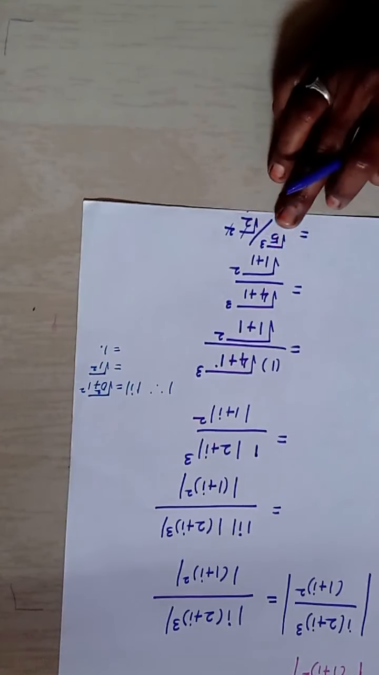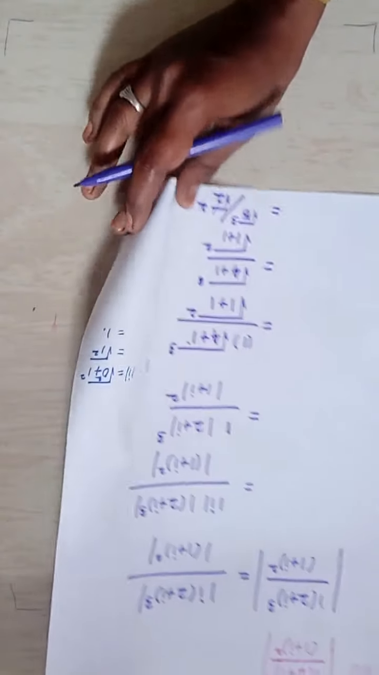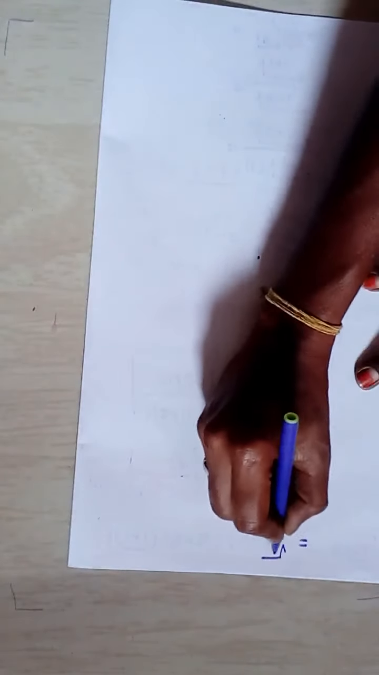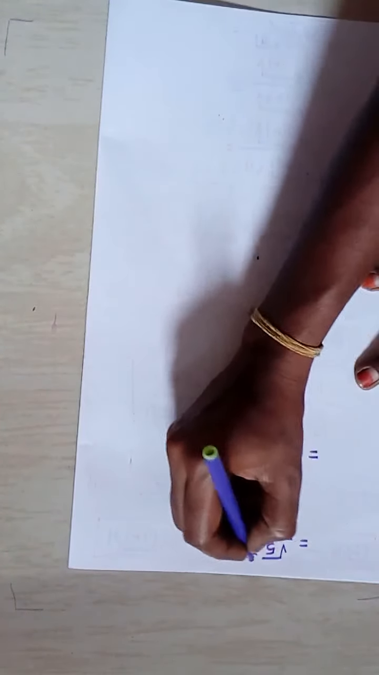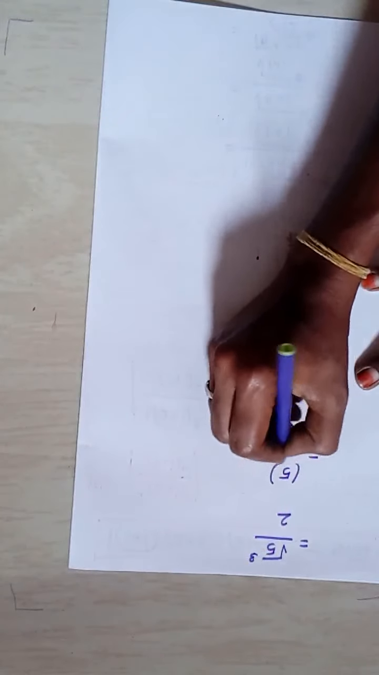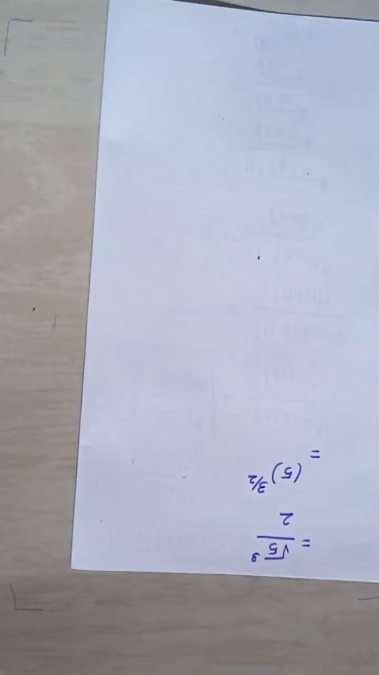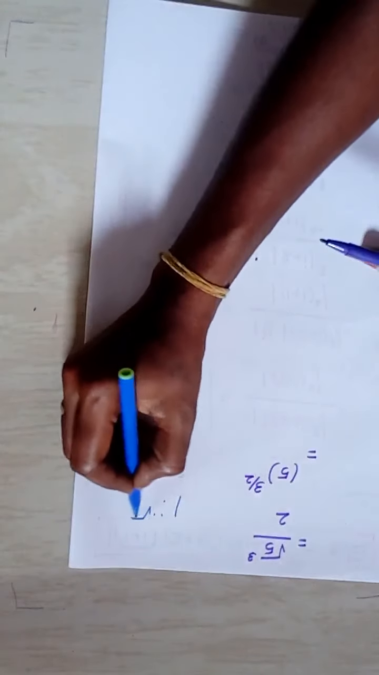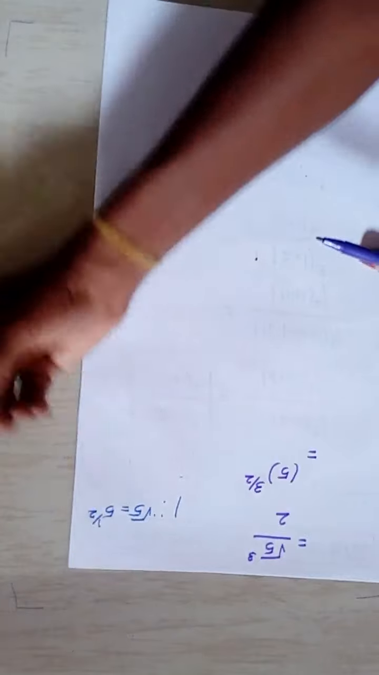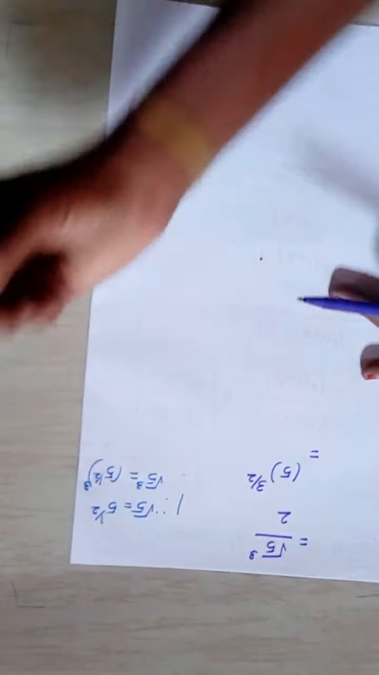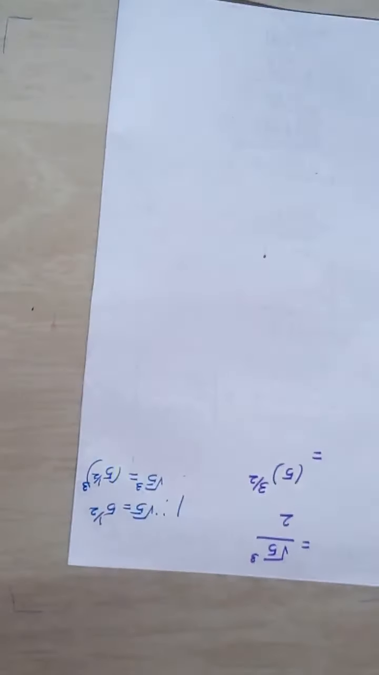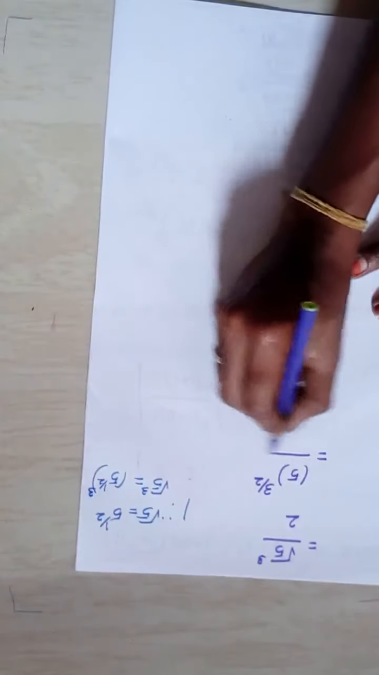In the numerator, square root of 5 the whole cube, divided by 2. Here square root of 5 the whole cube can be written as 5 to the power 3 by 2, because root 5 means 5 power 1 by 2. Here root 5 the whole cube, so 5 power 1 by 2 the whole power 3. Okay. So we can write it as 5 power 3 by 2, divided by 2.